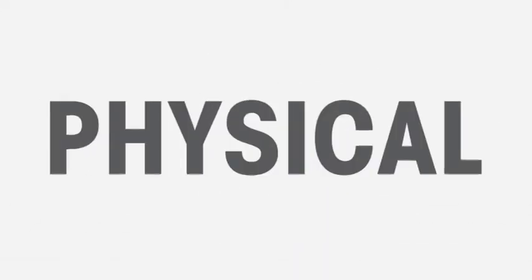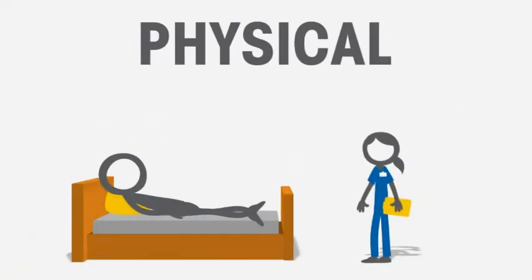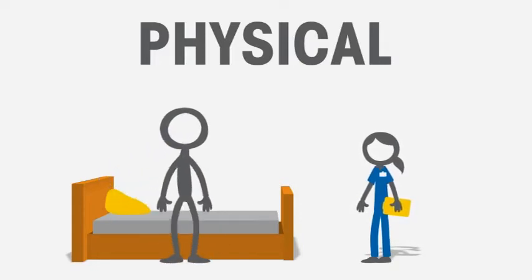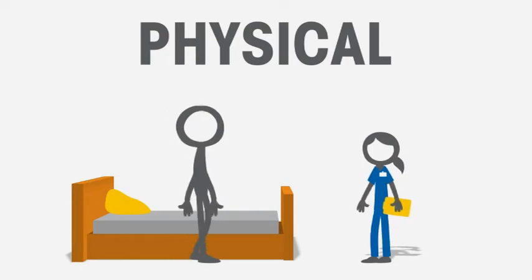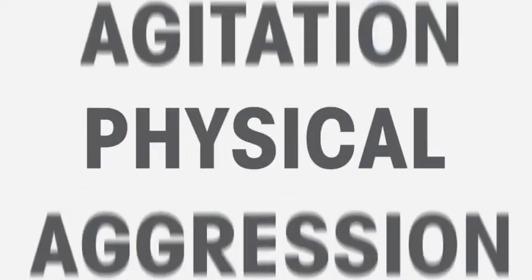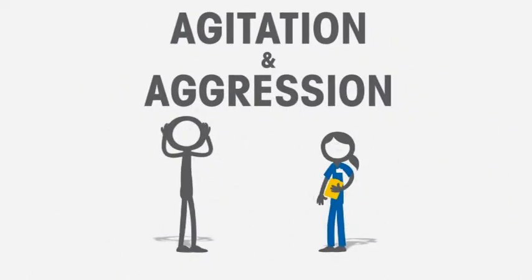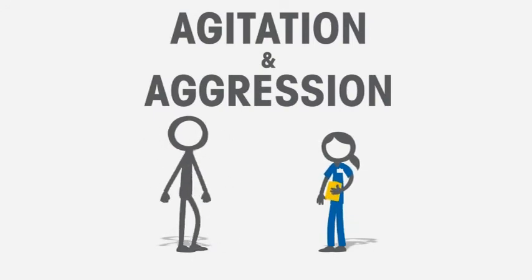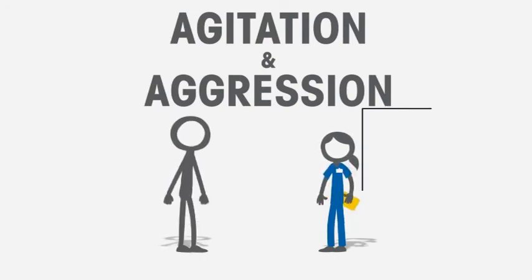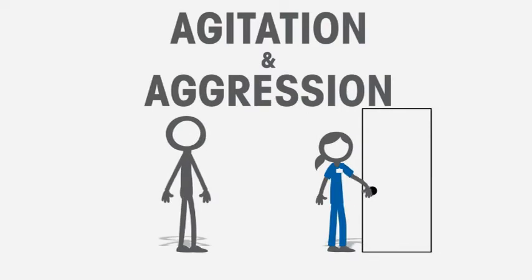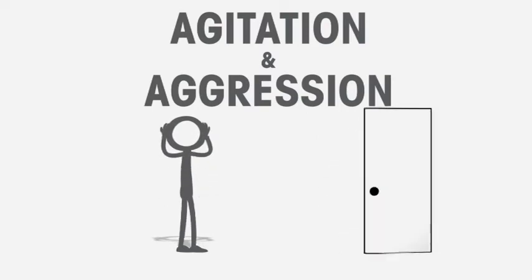The physical portion of PACE refers to your client's physical abilities. Some examples include their ability to reposition themselves in bed, sit up, stand, and walk. The agitation and aggression portion of PACE takes into account whether a client is displaying or has been known to display agitated or aggressive behavior.